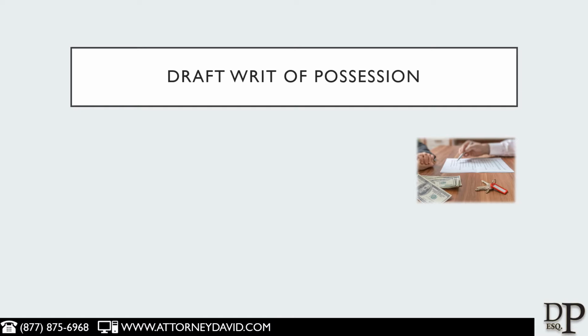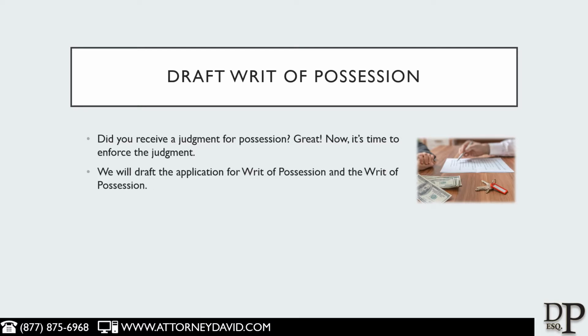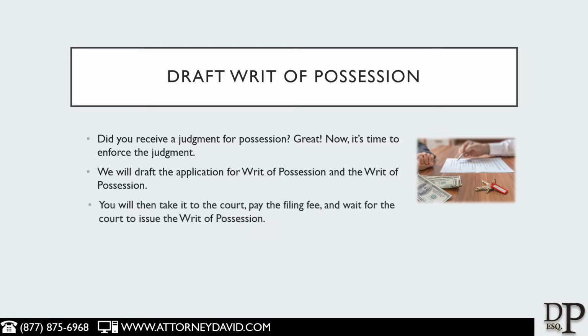This is when you would file with the court after you've already received a judgment for possession of the property. Once you receive that judgment for possession of the property, then you need to enforce the judgment in case the tenant doesn't move voluntarily. A lot of times tenants won't move even after you get a judgment against them. So under this option, we would draft the writ of possession application and the actual writ of possession, and then you would file it at the court with the court filing fee.